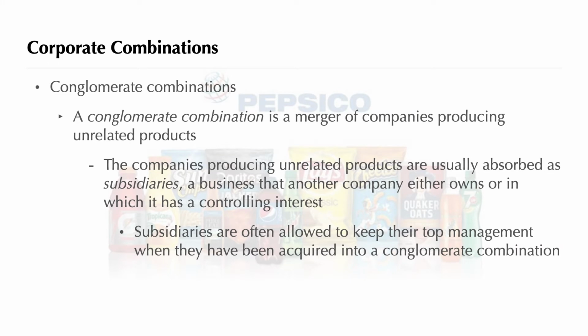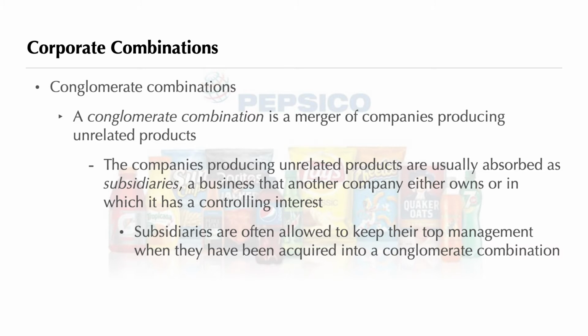A merger of companies producing unrelated products is known as a conglomerate combination. Whereas horizontal and vertical combinations have existed since the late 1800s, conglomerate combinations did not become common until the 1960s and 1970s. One example of a conglomerate is the International Telephone and Telegraph Corporation, or ITT. Until the 1950s, ITT manufactured only telecommunications equipment. During the 1960s and 1970s, however, ITT acquired hundreds of companies that became subsidiaries, or distinct divisions, of ITT.